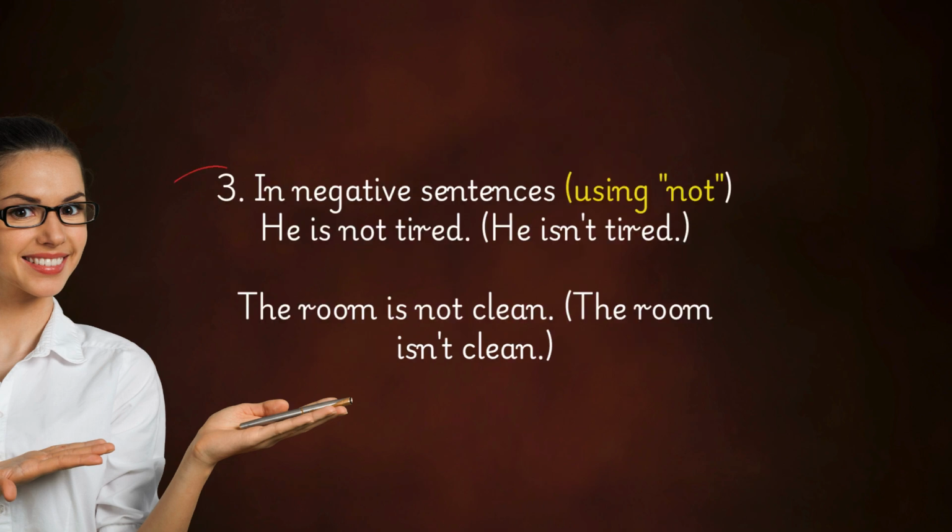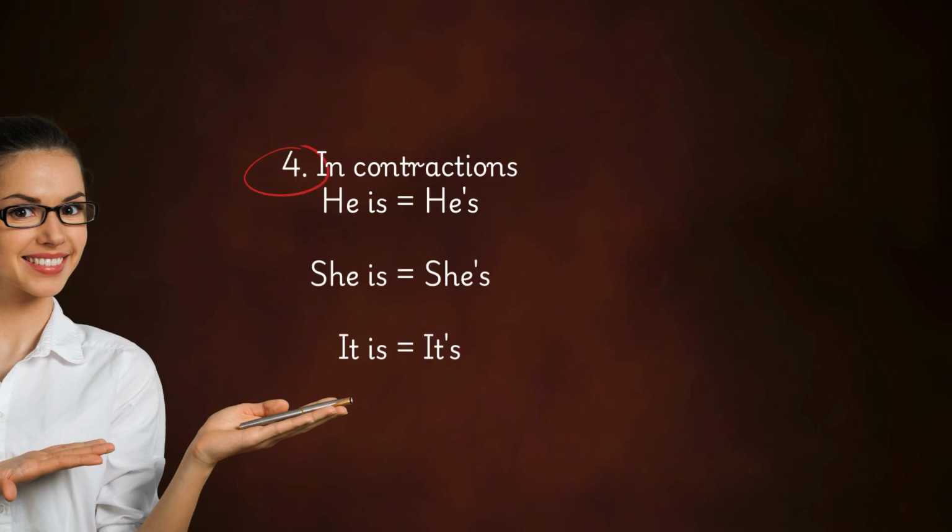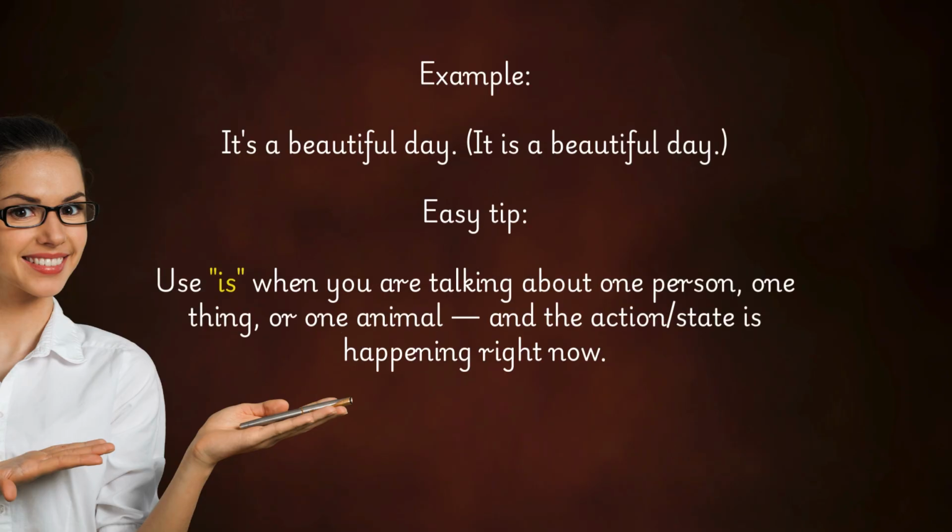3. In negative sentences, using "not": He is not tired. He isn't tired. The room is not clean. The room isn't clean. 4. In contractions: he is, he's; she is, she's; it is, it's. Example: It's a beautiful day. It is a beautiful day.